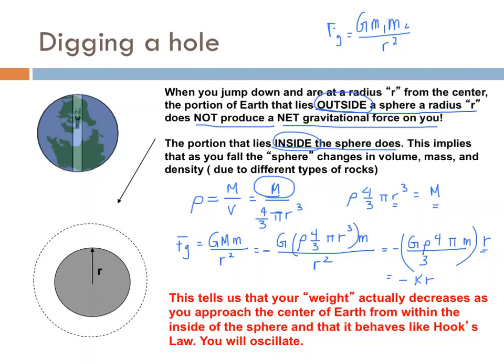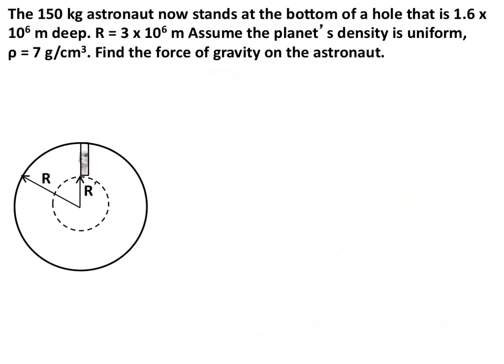Again, we can see how this relationship is very similar to Hooke's law. Remember that in simple harmonic motion, we saw that this particular equation created simple harmonic motion, meaning that you are going to oscillate. Again, going back to the fact that you will oscillate as you go through the center of the Earth. So let's try this example.